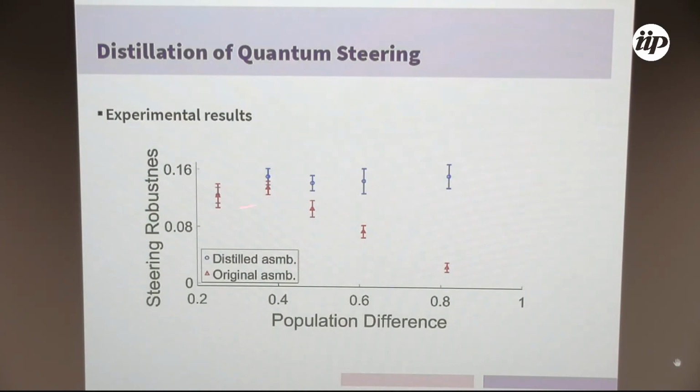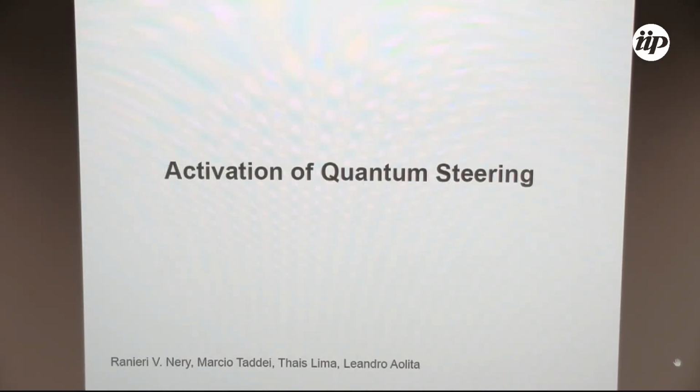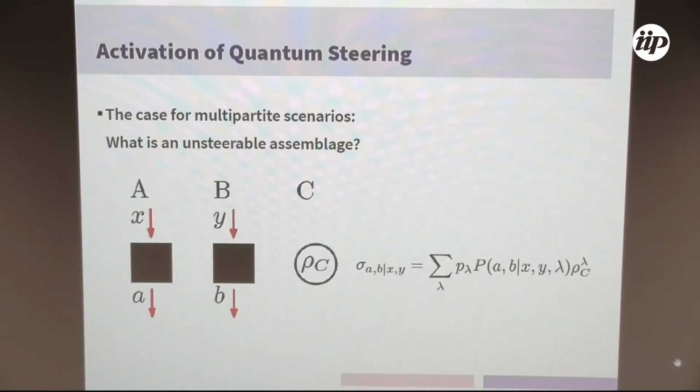So the experimental results show that we can obtain this distillation, and here it is very clear that we have this big gap, showing that quantum distillation is possible in practice. I'll try to be very brief in this second part. There's another work relating to the multiple copies scenario.